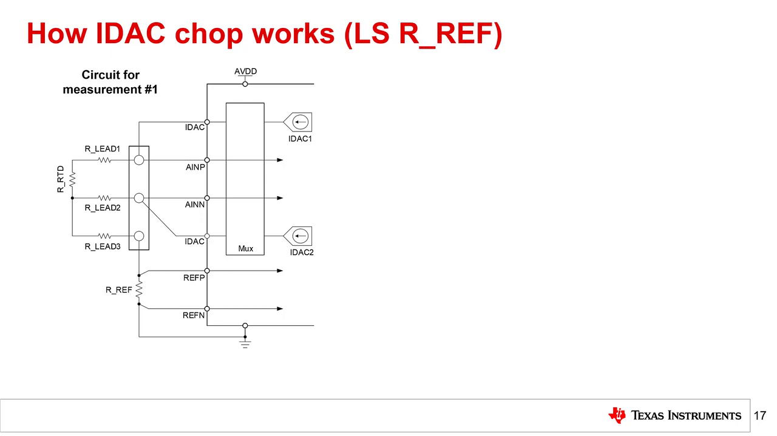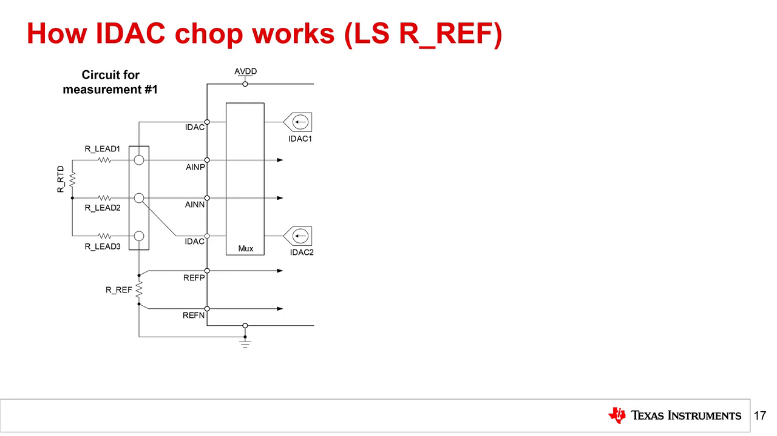IDAC chopping is a technique that involves taking one measurement, swapping each IDAC position, taking another measurement, and then averaging the results. This should ideally eliminate IDAC mismatch errors. Let's step through how this process works.